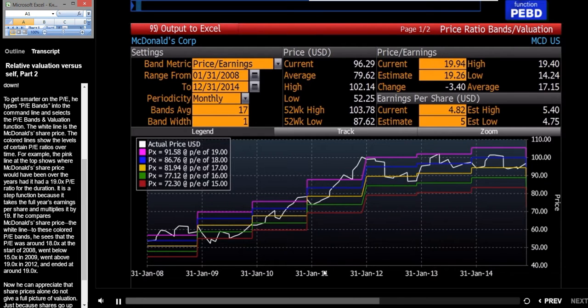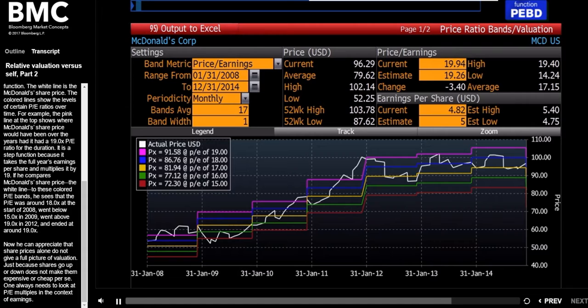If he compares McDonald's share price, the white line, to these colored PE bands, he sees that the PE was around 18 times at the start of 2008, went below 15 times in 2009, went above 19 times in 2012, and ended at around 19 times. Now he can appreciate that share prices alone do not give a full picture of valuation. Just because shares go up or down does not make them expensive or cheap per se. One always needs to look at PE multiples in the context of earnings.